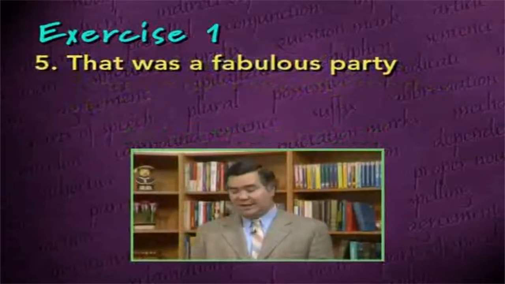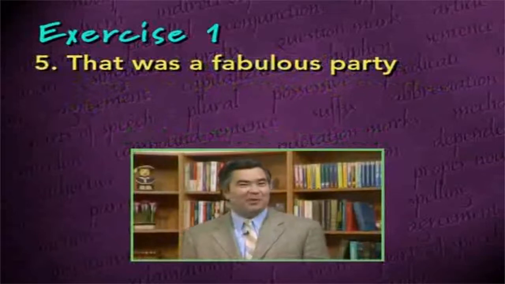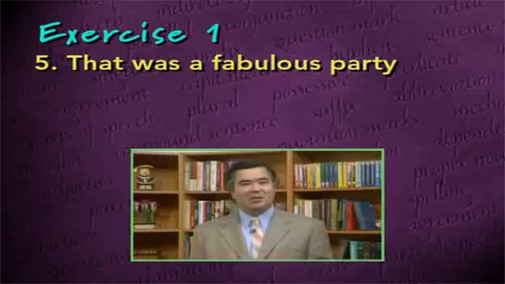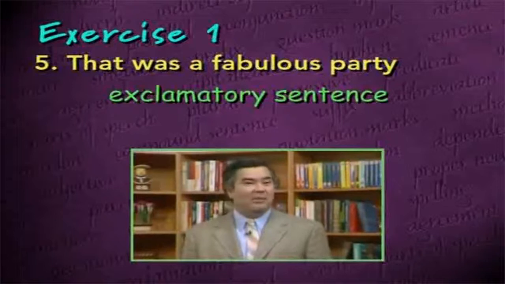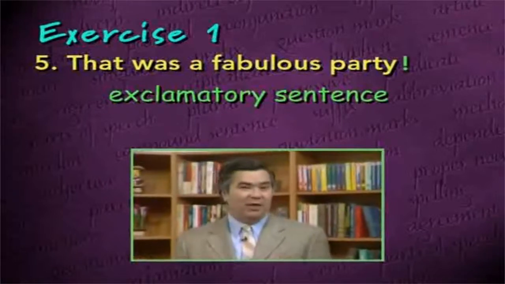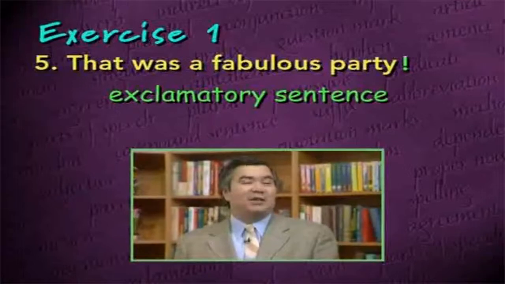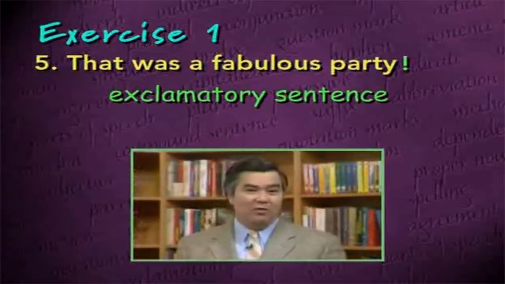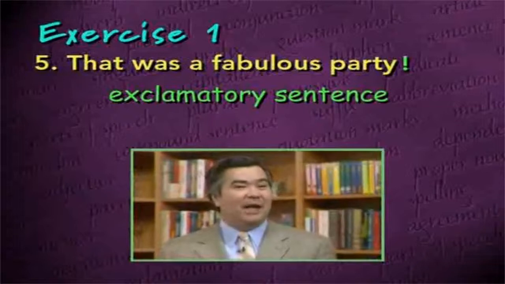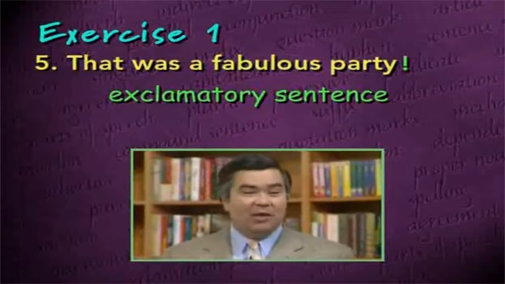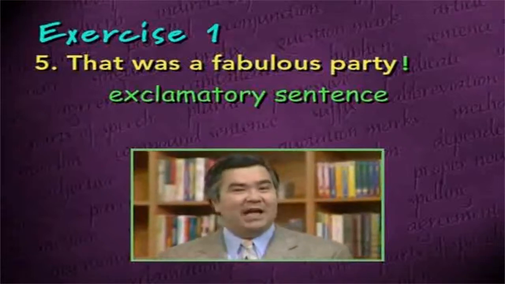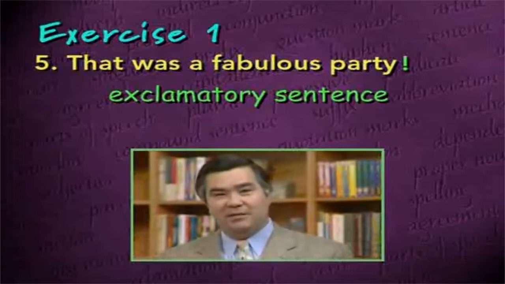Let's look at the final sentence. That was a fabulous party. Here is a sentence that expresses strong emotion. This is an exclamatory sentence. It ought to be marked with an exclamation point, which indicates that it's a sentence expressing strong feelings. The person who wrote or speaks this sentence is talking about how much they enjoyed the party and is expressing that with a lot of feeling. That's what makes this an exclamatory sentence and means that it should end with an exclamation point. Did you get all 5 of these questions right? I hope so. Now we're ready to move on to Lesson 2.